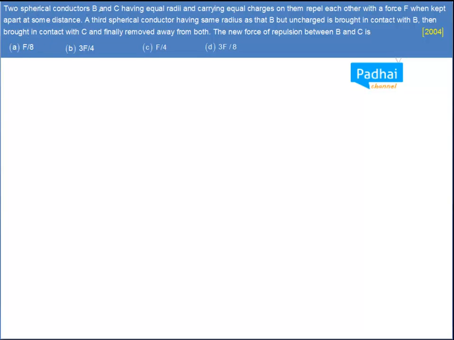Two spherical conductors B and C having equal radii and carrying equal charges on them repel each other with a force F when kept apart at some distance. Two spherical conductors, this is A, this is B, right? They are kept at some distance. Let us suppose x is the distance. Both of them are carrying the same charge, Q and Q. The radii is same, right?